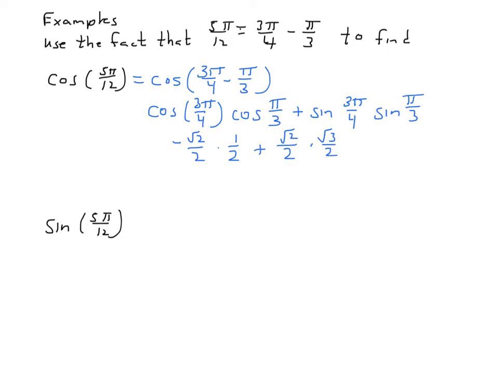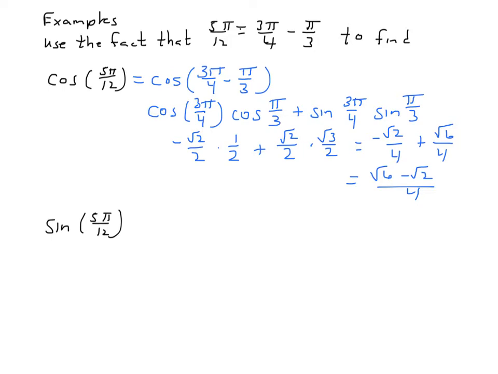And so when I do that, that's going to give me negative square root 2 over 4 plus, now the square root of 2 times the square root of 3. When I multiply those together, that will be the square root of 6 over 4. And so we could also write that as square root 6 minus the square root 2 over 4. That would be one way to express that problem.